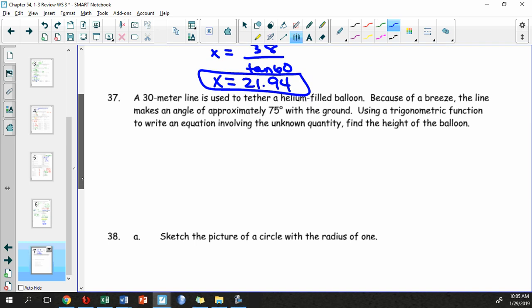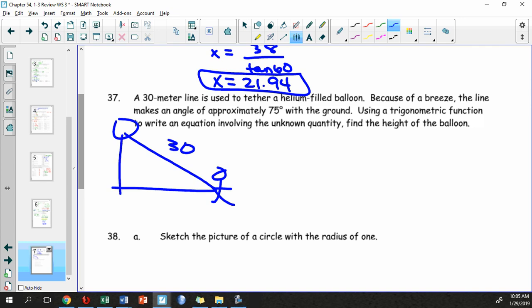Now, for 37, a 30-meter line is used to tether a helium-filled balloon. It's in the wind, folks. The string on your balloon is how long? 30 meters. Because of a breeze, do you see it blowing in the wind? Here I am down here. I have the balloon hanging on. There's my balloon up in the air. Here's 30. How high up in the air is it? It needs this height, right? And it says because of the breeze, it creates a 75-degree angle.